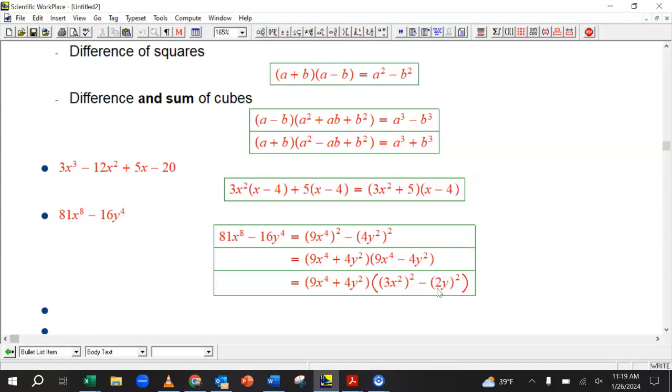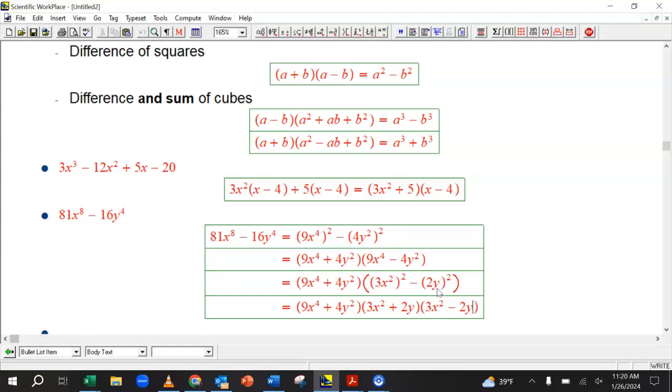This is saying I can put the parentheses differently, but this has to be a 2 because this is going to square the 2 and square the y. Okay, so now that's a prep step, and now this is going to be 3x squared plus 2y and 3x squared minus 2y. That's about as good as we can get, because none of these are one of our nice patterns. And that's as full of a factorization as we could get for that.